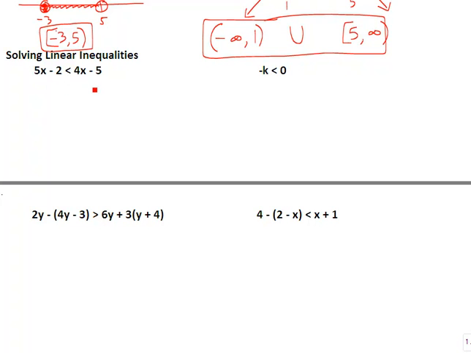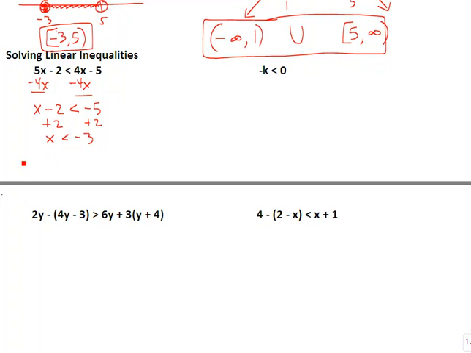So if we look at this example here, if this was an equation, we would want to get x's on one side and numbers on the other side. Well, we're going to do that same thing for this inequality. So I would start by trying to get my x's together, and I could do that by subtracting 4x from both sides. That's going to give me x minus 2 is less than negative 5. Now I want to get my numbers together on the other side, so I could add 2 to both sides, and that would give me x is less than negative 3.